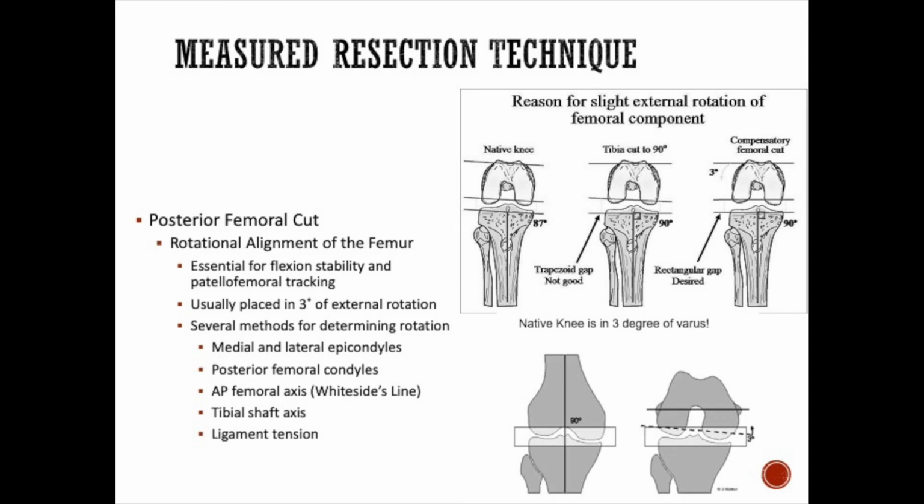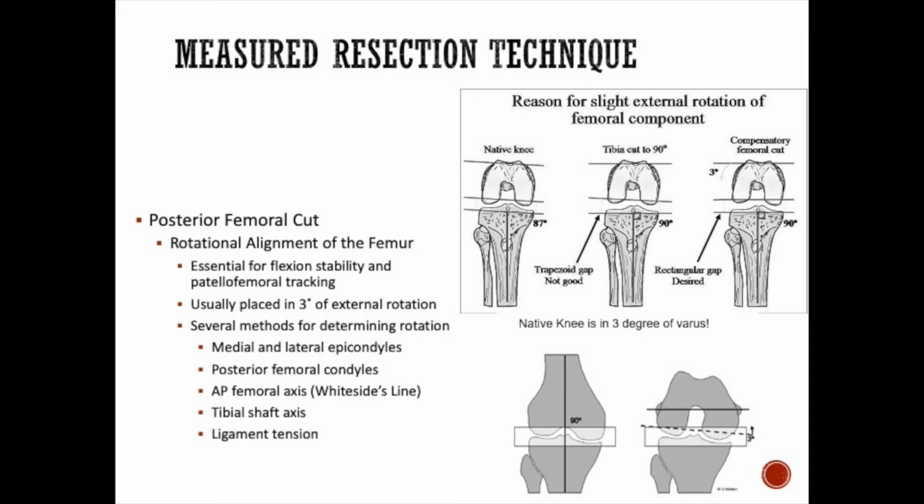Once you've established the distal femoral cut, then you come in and establish the posterior femoral cut. So the rotational alignment of the femur is essential for flexion stability and patellofemoral tracking. It's usually placed in 3 degrees of external rotation in accordance with the posterior condylar axis, using the transepicondylar axis, the posterior condylar axis, or Whiteside's line, as we talked about earlier.